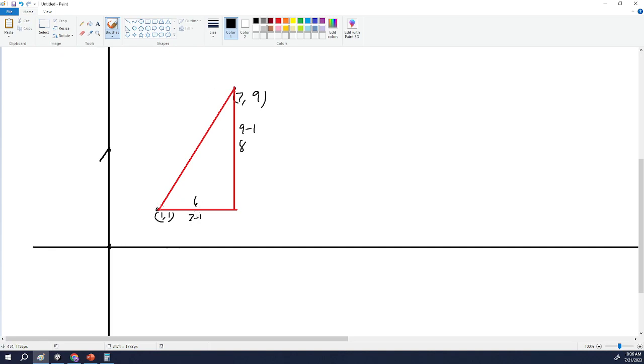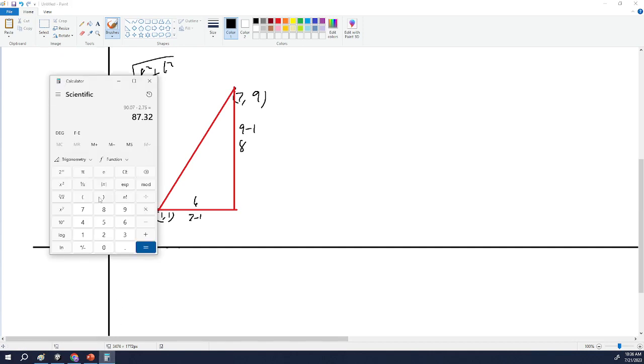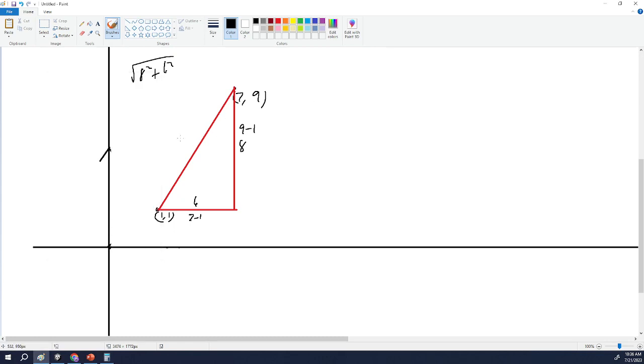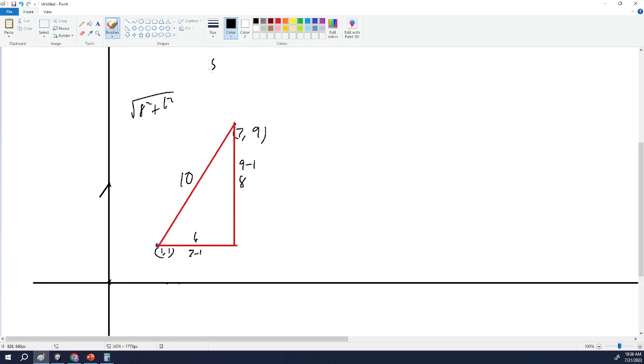So this arrow here, this is 6, 8. To get the magnitude, remember, we get the square root of 8 squared plus 6 squared. The square root is 10. We have 10 here. And he says, I want to be there in 5 seconds.